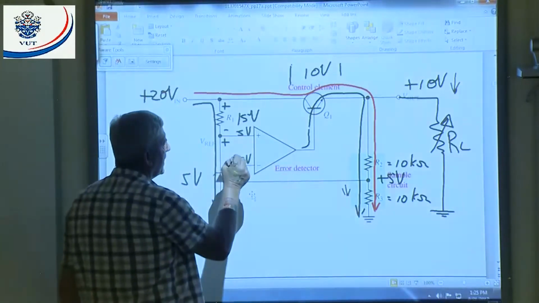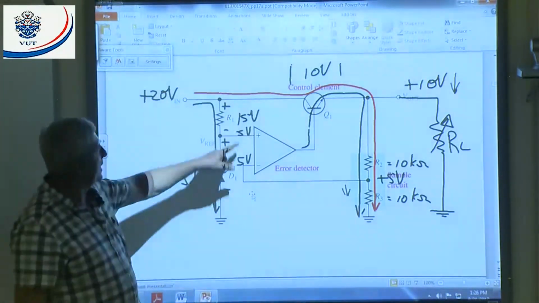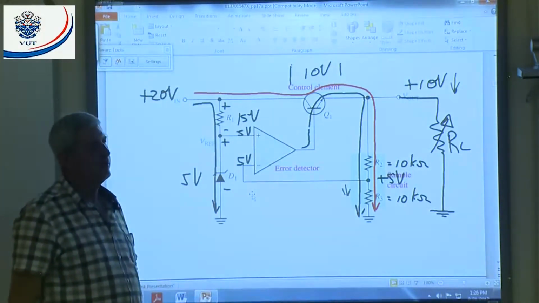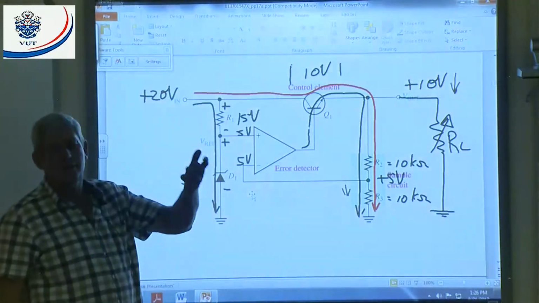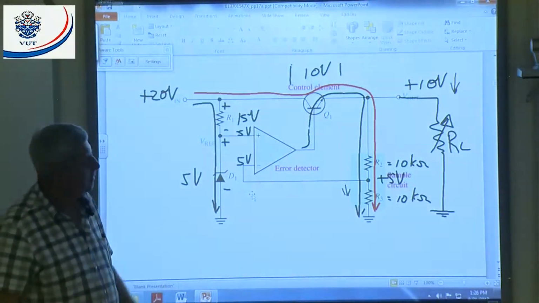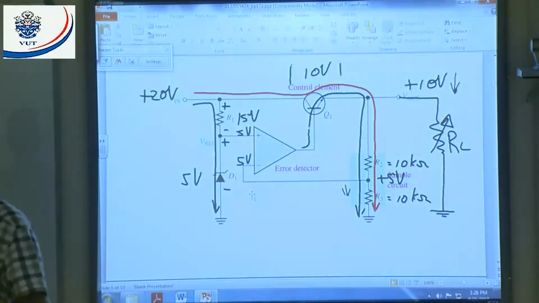Let's assume this becomes 4.9 volt. It is more negative than 5. What will happen? The output will decrease. What input is that? Inverting. I'm more negative. Where will the output go? Wake up. It will go more positive.